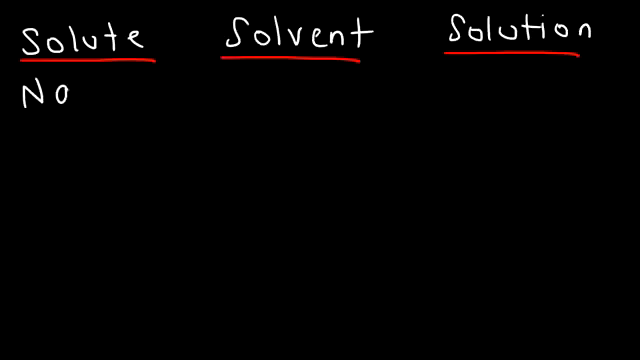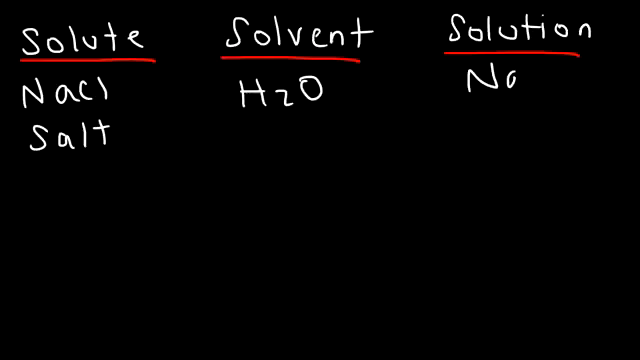Sodium chloride, aka table salt, is the solute. Water is the solvent. The solvent dissolves the solute. Water dissolves sodium chloride. It separates it into sodium and chloride ions. The solution is the combination of the solute plus the solvent. So the salt-water solution. The salt and the water combined makes up the solution. Water by itself is the solvent. Sodium chloride by itself is the solute.